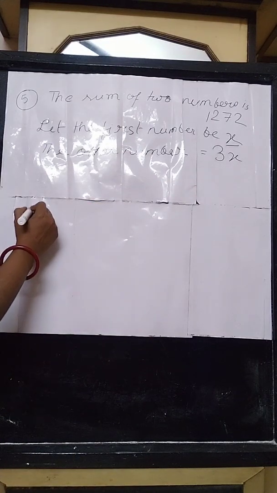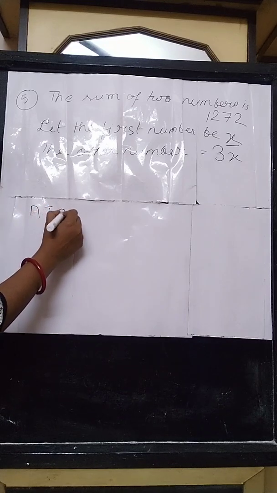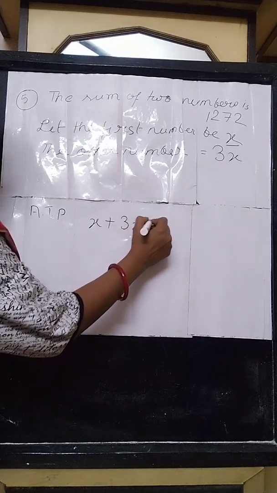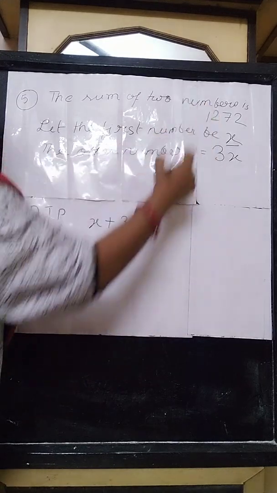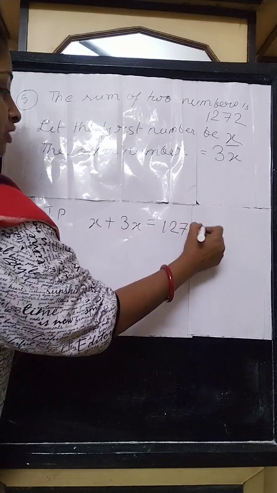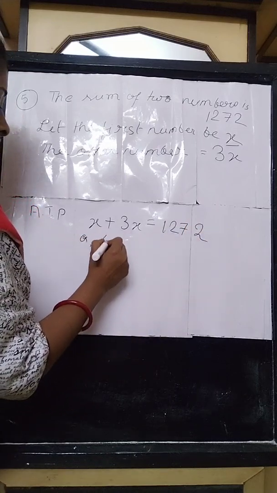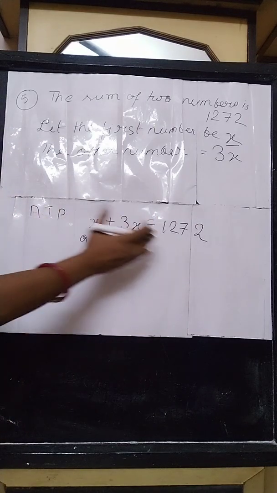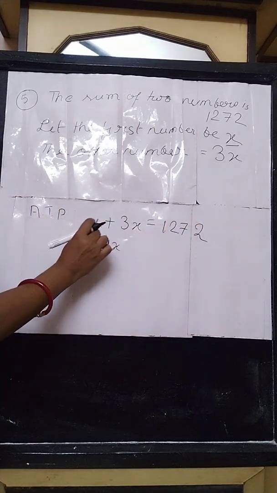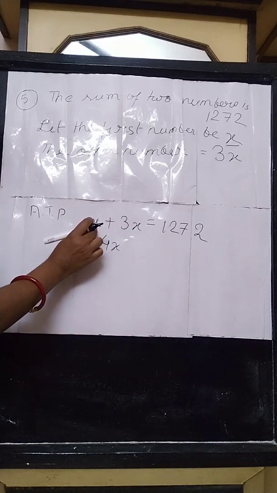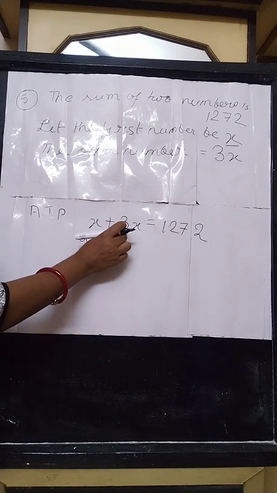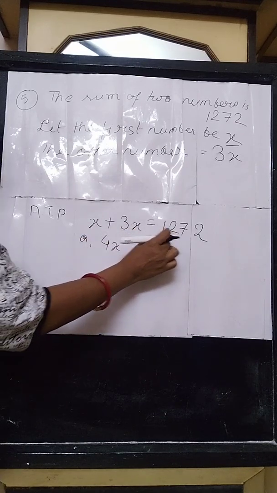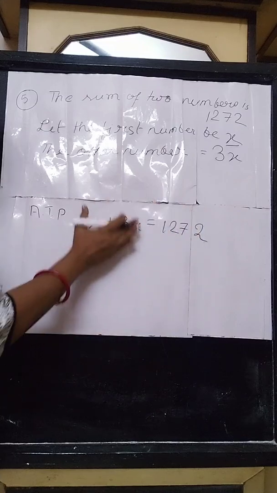So according to the problem, how will we solve the sum? x plus 3x is equal to 1272, since it has been told that the sum is 1272. So 4x equals 1272, and we will solve the equation. The equation is formed like this because it has been told that the sum of two numbers, one assumed as x and the other thrice the first number, that is 3x, is 1272. Now we have formed the equation, we will solve it.